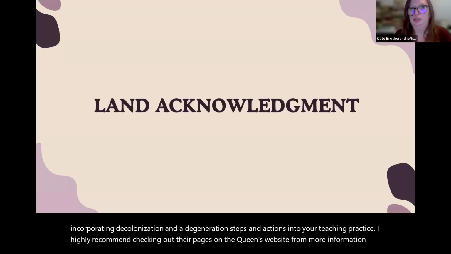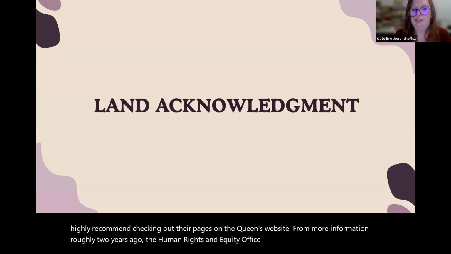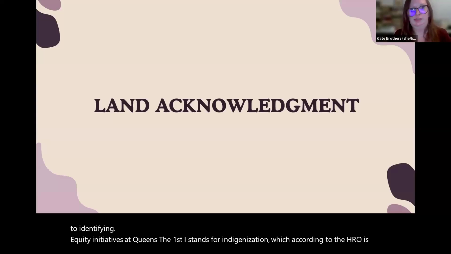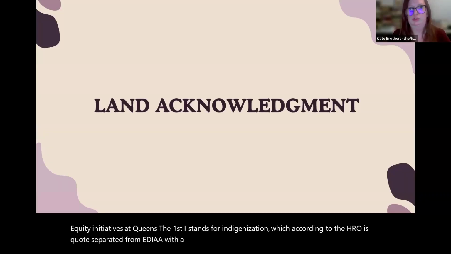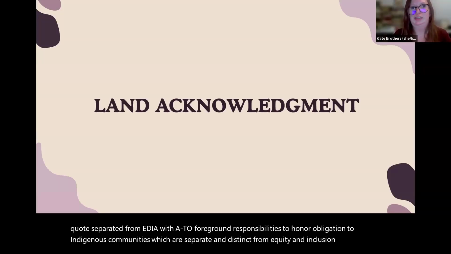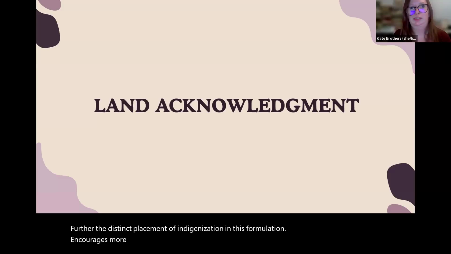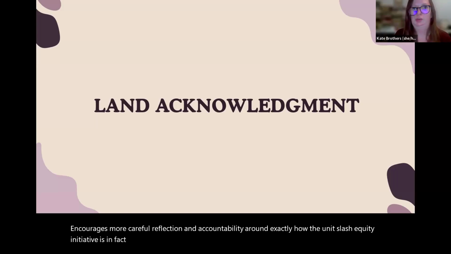Roughly 2 years ago, the Human Rights and Equity Office adopted the acronym I-EDIAA to identify and carry out equity initiatives at Queen's. The first I stands for indigenization, which according to the HREO is, quote, separated from EDIAA with a hyphen to foreground responsibilities to honor obligations to Indigenous communities, which are separate and distinct from equity and inclusion efforts. Further, the distinct placement of indigenization in this formulation encourages more careful reflection and accountability around exactly how the unit or equity initiative is in fact addressing indigenization before a decision to adopt the full acronym is made.